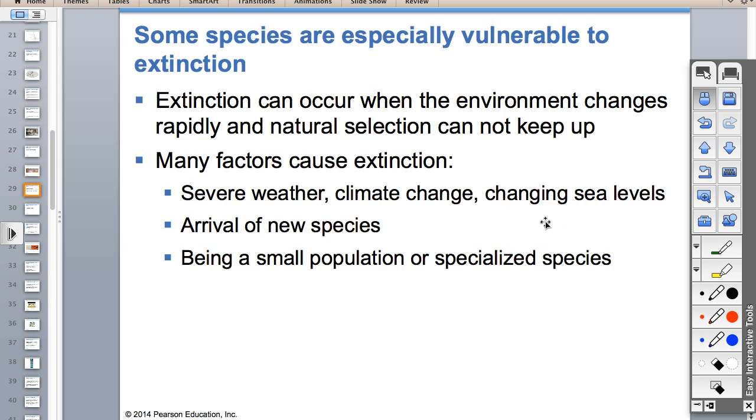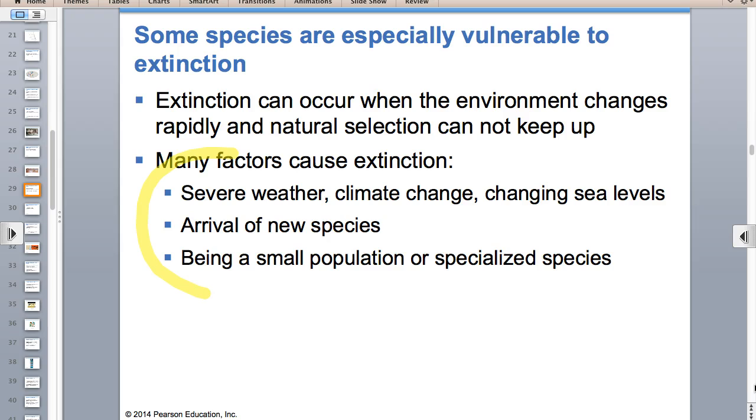What causes extinction? Could be natural things: weather, climate change, changing sea levels. Some of that we're doing, some of that is natural. Arrival of new species, or being a small population or specialized. This makes you very vulnerable.